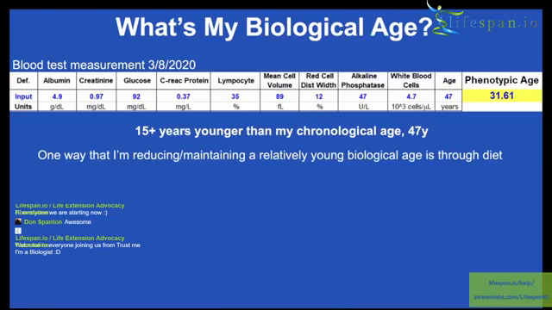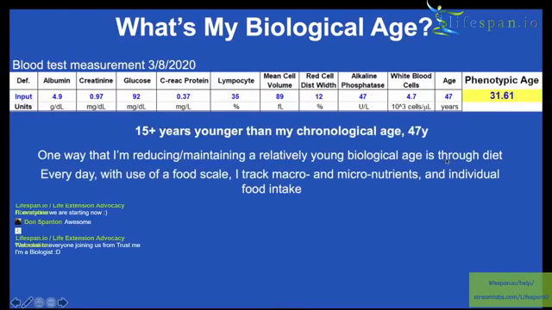So as I mentioned, one way that I'm reducing my biological age is through diet. Every day with a food scale, I weigh all my food and then I track that data using freely available online software. I track everything, including macro and micronutrients: protein, carbs, fat, and then vitamins, minerals, whatever the food tracking software can track. I log it into an Excel file.